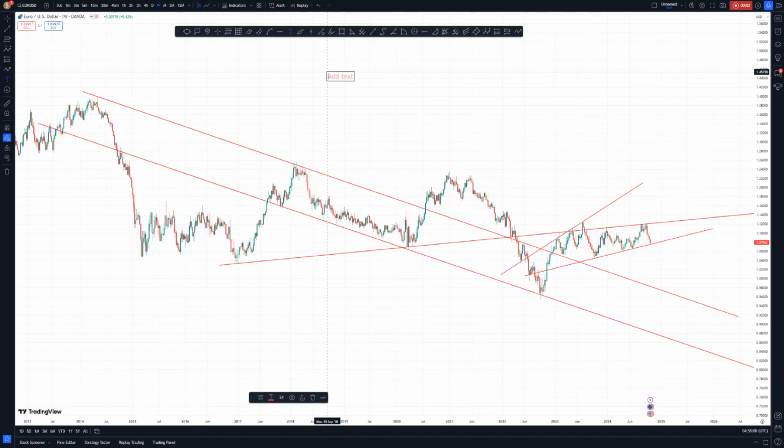So we look at Euro USD, and we're using the weekly time frame. Euro USD has been falling and got to parity in 2022, right? Yeah, 2022. So we want to look at the structure using the weekly time frame.